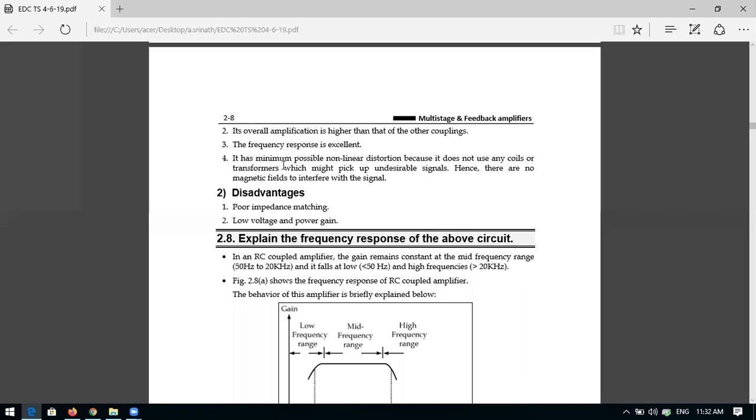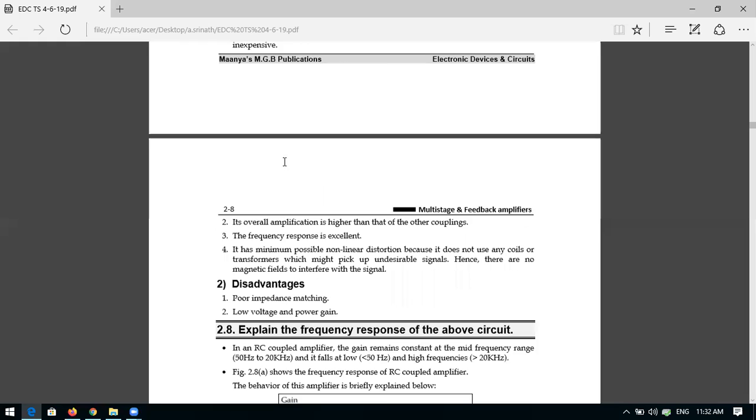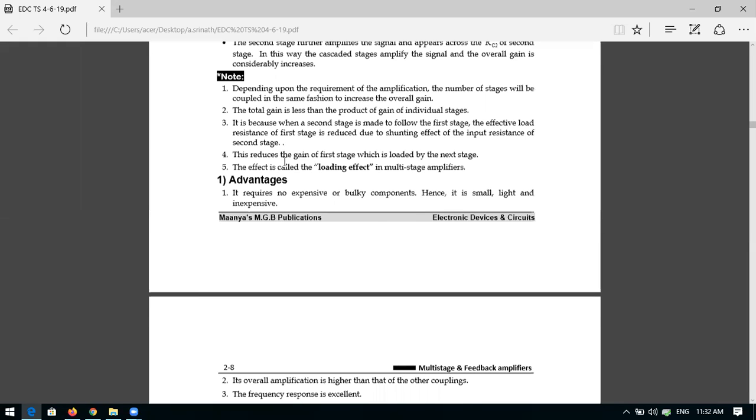Because if you add bulky components like transformers or inductors, the non-linearity will increase. Non-linearity means non-linear distortion will increase, whereas in these RC coupled amplifiers, the distortion will be very less because you are using only R and C components. So are you understanding here?